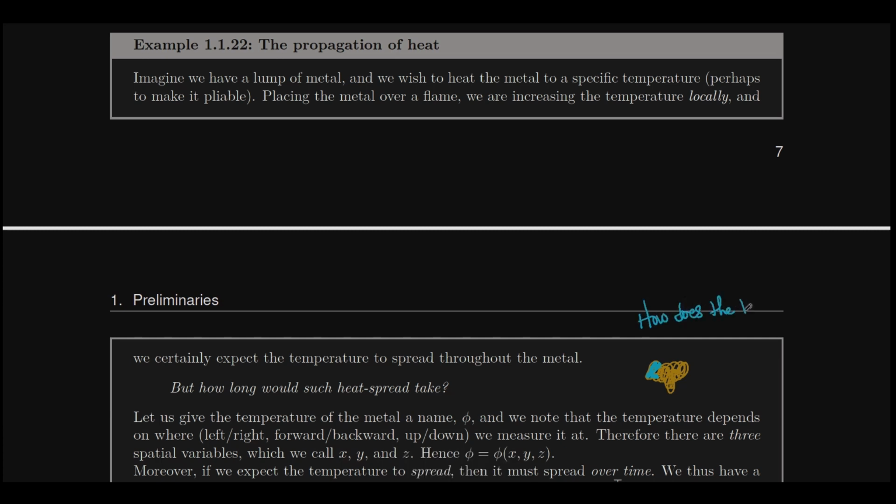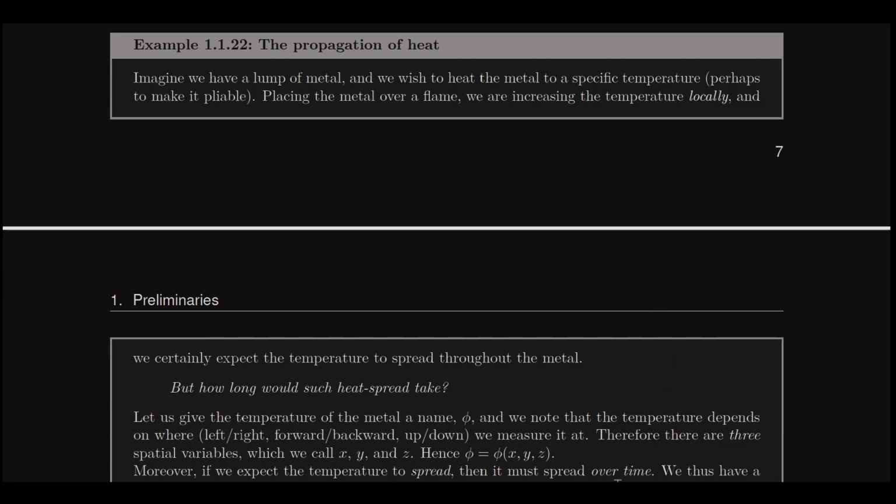the heat propagate through the metal? It's an important question, because if we only have the ability to heat the metal from one spot, we really want it to spread if we're trying to make the entire piece pliable. So how long would it take for this heat to spread and equilibrate to the whole piece of metal?